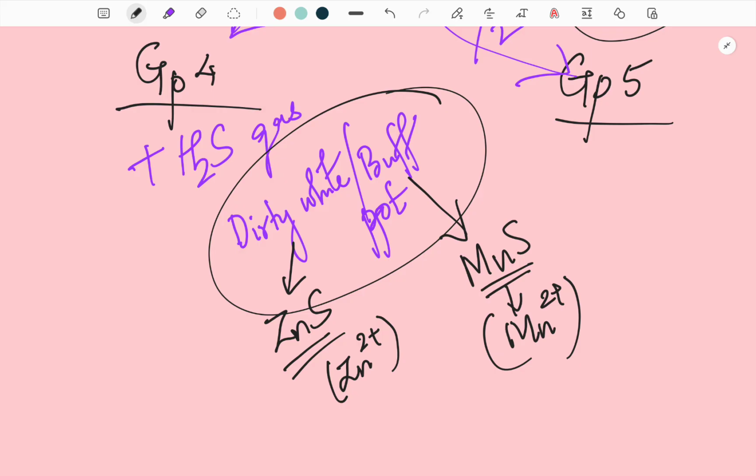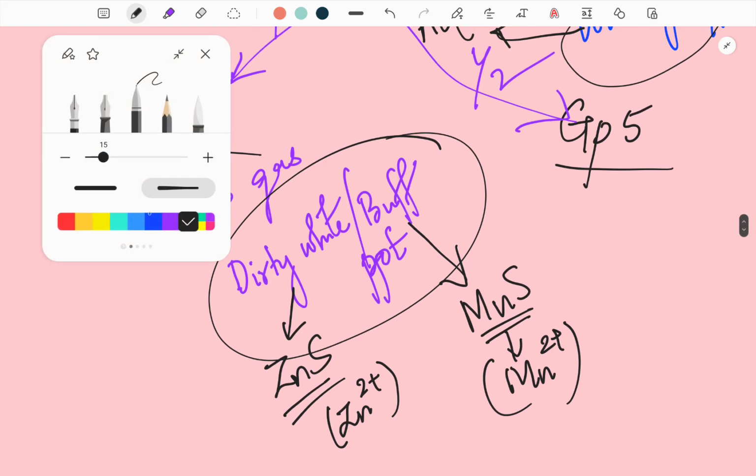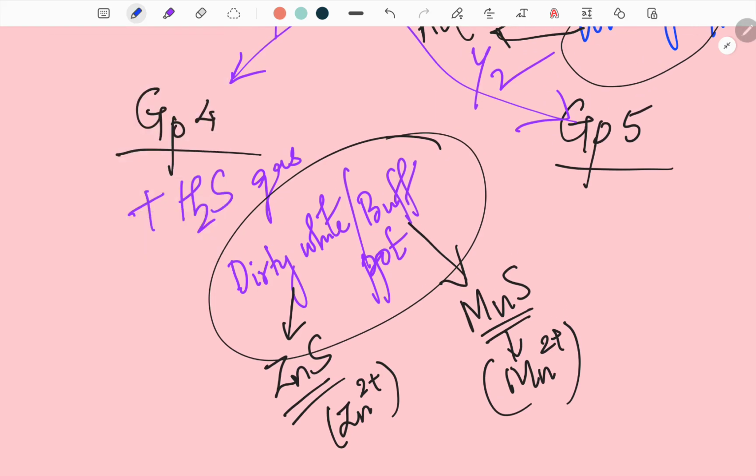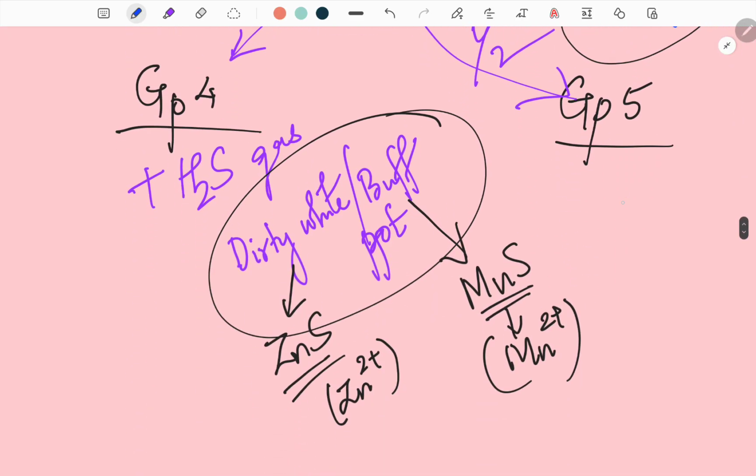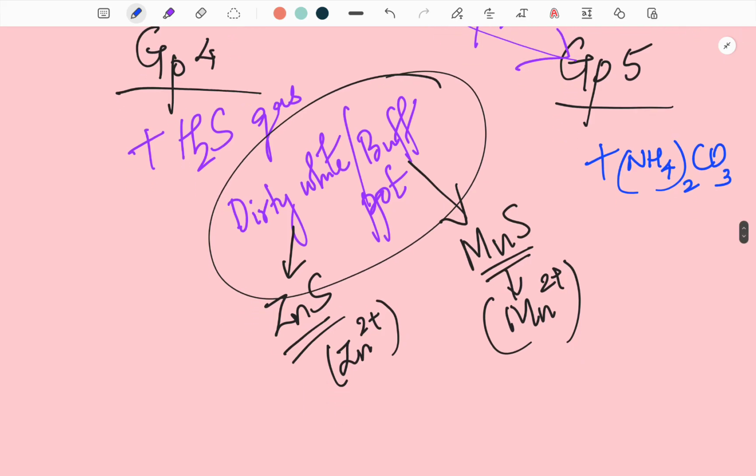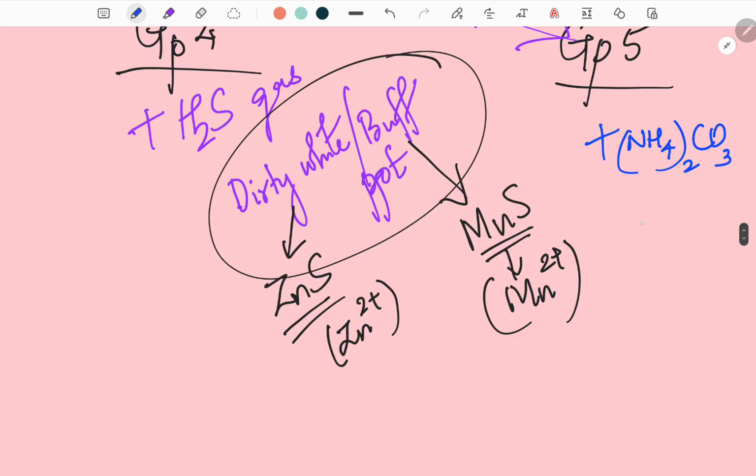For the group 5 test, in addition to all these substances, you need to add (NH4)2CO3, that is ammonium carbonate. When you are adding the ammonium carbonate solution, if you're getting a white colored precipitate, that means group 5 is present.